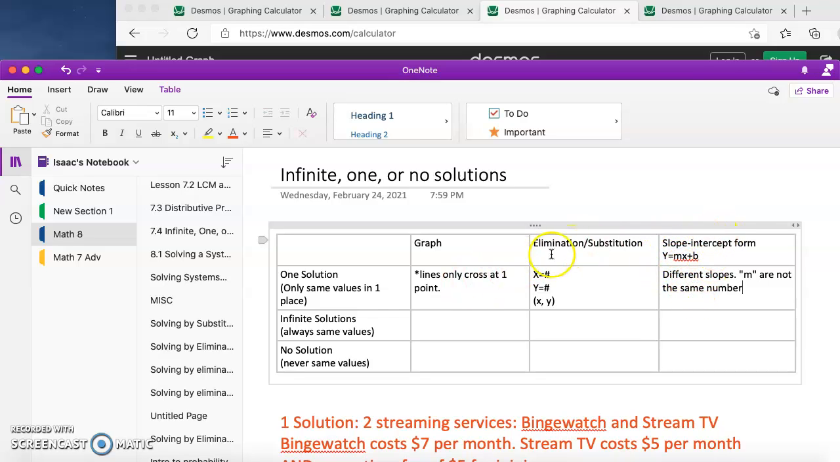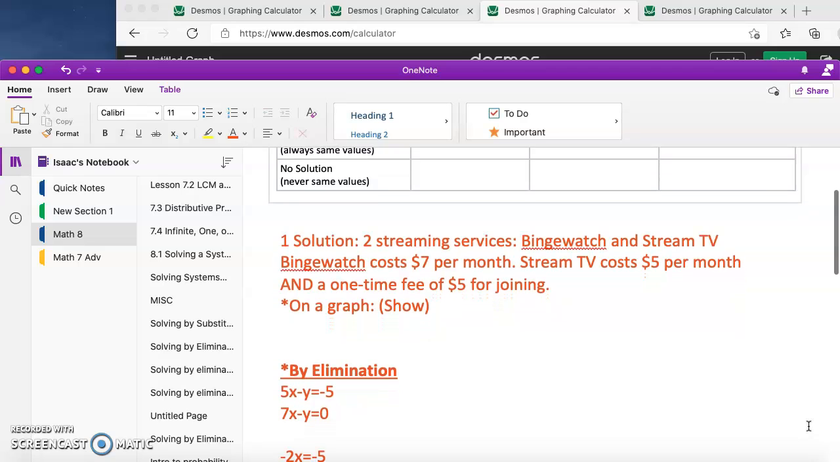Now let's see a situation where we have one solution. I'm about to show you some writing in orange. The orange stuff you don't need to write. You can if you want to, but it would be kind of long. So here's a situation that only has one solution. There are two streaming services, Binge Watch and Stream TV. Binge Watch costs $7 a month, but Stream TV costs $5 a month, but they also charge a one-time fee of $5 for joining them.